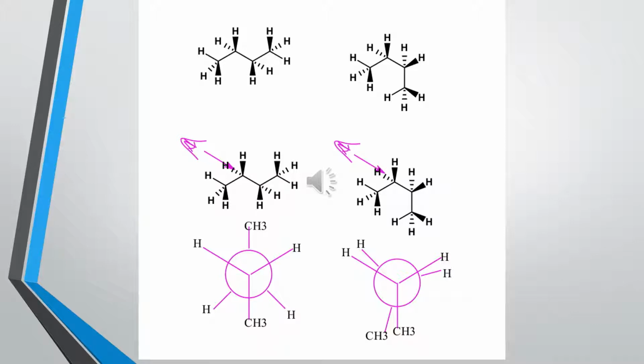So what we're saying is that these two conformations are not the same. They have different energetics. And so N-butane will be populated to different degrees by the conformation on the left versus the conformation on the right.